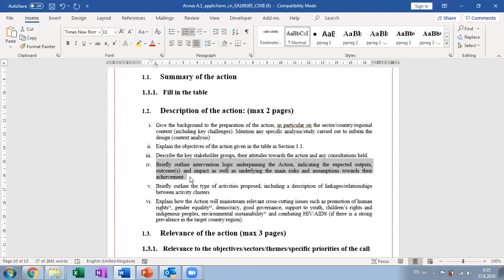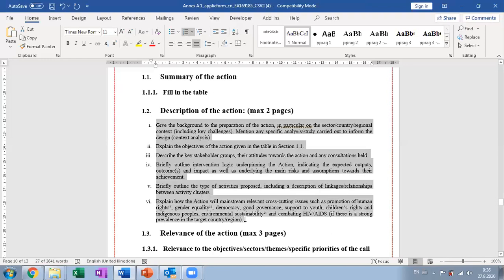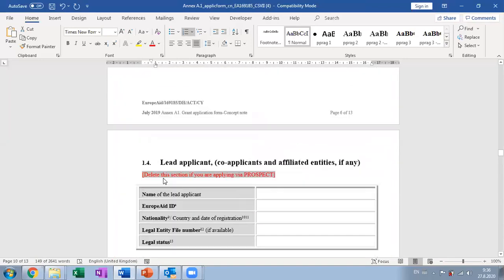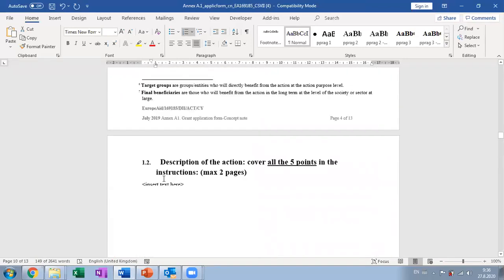And then you're to briefly outline the type of activities proposed, including any relationships between activity clusters, and then to explain how you will mainstream relevant cross-cutting issues, which are listed here: good governance, support to youth, children's rights, human rights, etc. So we have this list of issues that is presented here in the instruction. First 5 are related to the first question asked here.